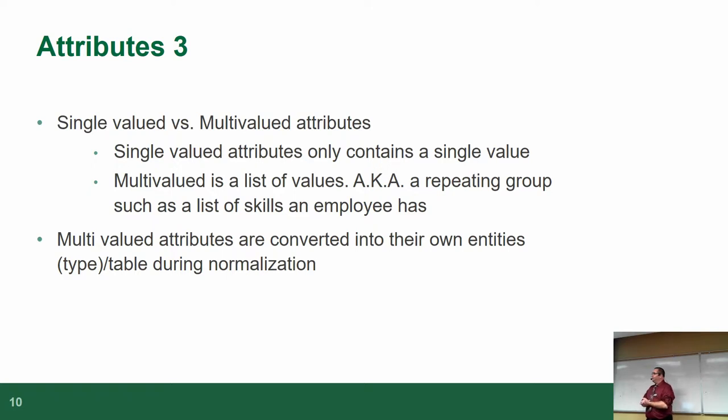Now, single-valued versus multi-valued attributes. Again, the single-valued is the easy one to understand. It's an attribute that has only one value inside of it at a time. One and only one. Date of birth. Does anybody in here have more than one date of birth? And I don't want to hear about the leap year kids, because those people actually do have two dates of birth. They have their legal date of birth and then the system date of birth, which is usually March 1st.